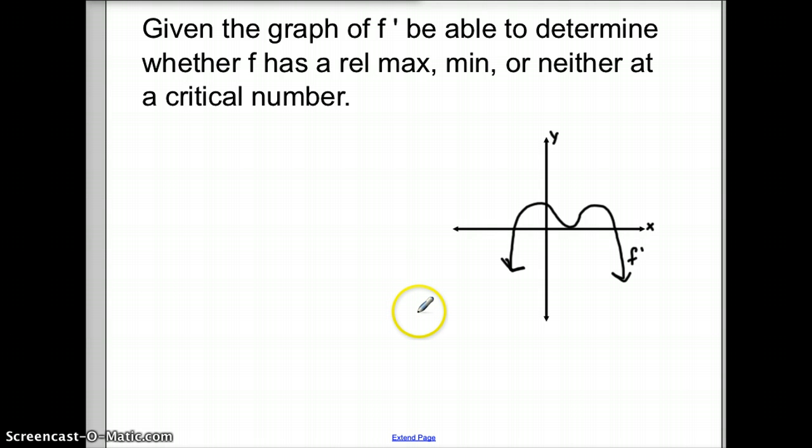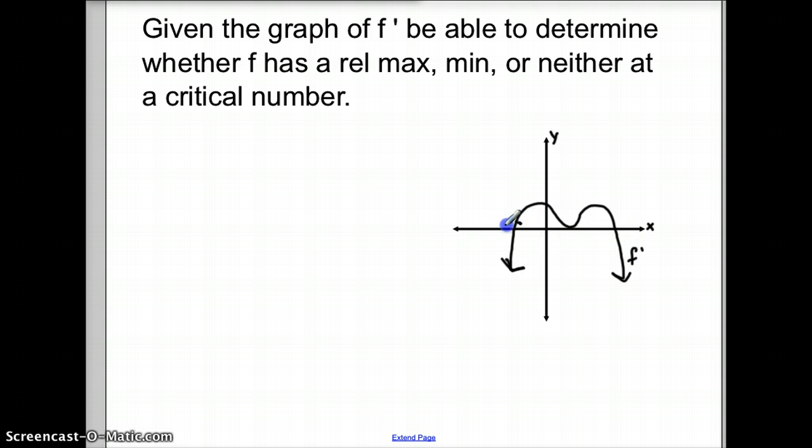Make sure that you're able to determine whether f has a relative maximum, minimum, or neither at a critical number. So on the AP test, they'll often give you graphs of derivatives and graphs of original functions, and you need to make sure when you're reading the problem that you're very clear about what they've given you. They've given me the graph of the derivative, and I need to be able to decide whether the original function has certain things going on based on the graph of the derivative.